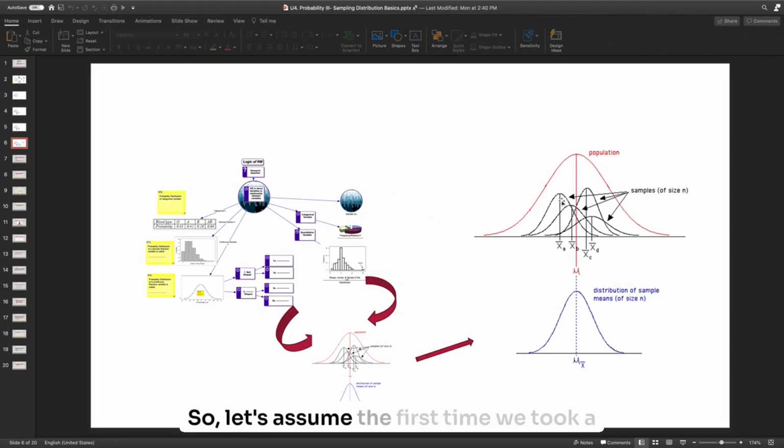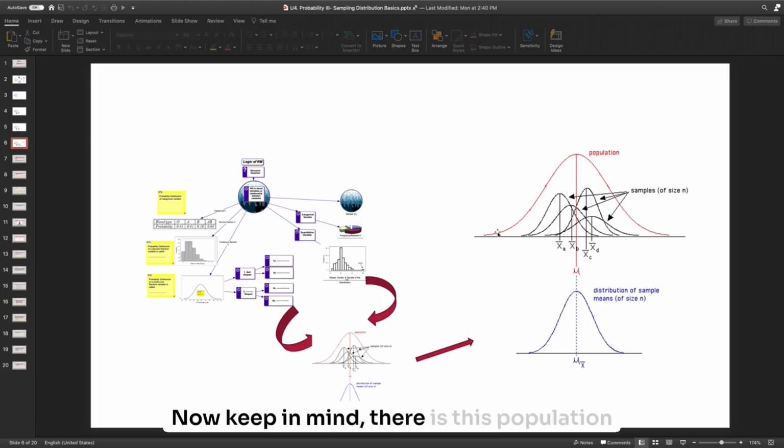So let's assume the first time we took a sample of size n, the value of x bar is x bar a. Second time you did it, it's x bar b. Third time, x bar c. Fourth time, x bar d. Remember, what are these x bars? It is the average, the mean, for that sample. Remember the sample statistic, which is different from the population statistic or population parameter. So that is the idea.